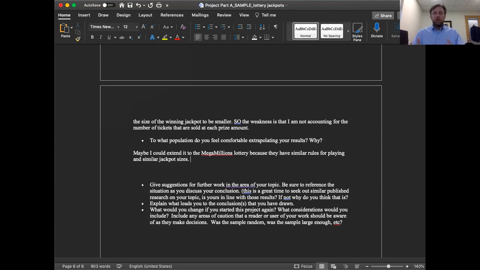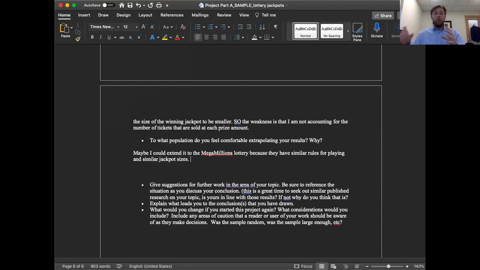Could you extend your results to another field? Could you extend that in another way? Maybe you're looking at the average salary of nurses in the Northeast. Could you take your results and extend that to the Southeast or to the Southwest? I don't know. But that's the point: you want to be clear on what your population presently is that you're studying.